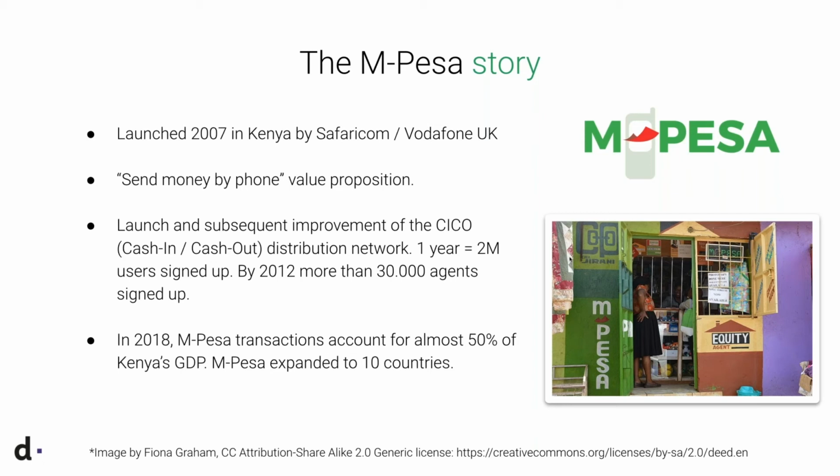So how did M-Pesa, how did Safaricom achieve this? Safaricom was very successful in implementing the cash-in, cash-out distribution network. This is the network that's required to actually fund the accounts and withdraw money from the accounts. Safaricom realized that in order to make this a successful payment method, users needed to be able to easily create accounts and easily fund these accounts and withdraw money from them. So the network needed to be very well distributed and very convenient to these users.